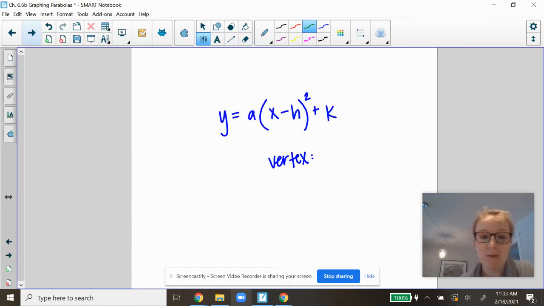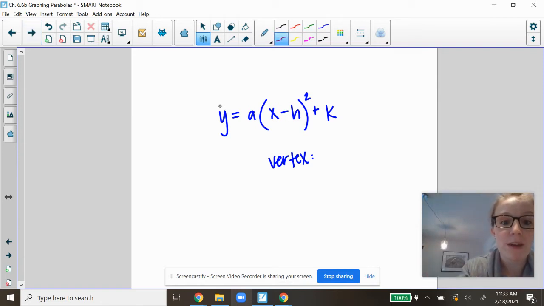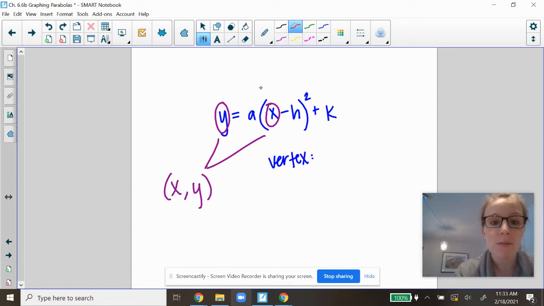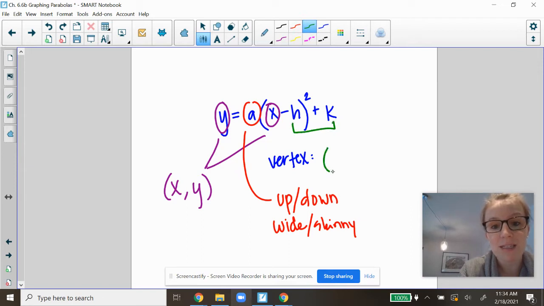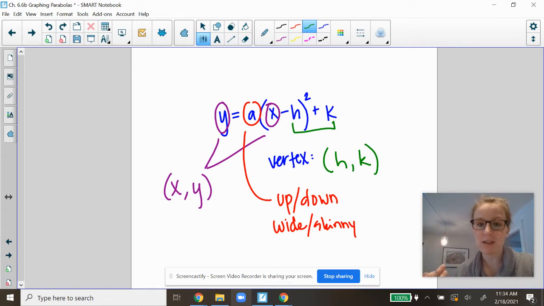So our vertex form for a parabola is very similar to the vertex form that we had for an absolute value equation. Remember our y and x, or x and y, I should say, are coordinates on the line or on the parabola. Remember that our a value is going to tell us, does it open up or down, so a smile or frown, and is it wide or skinny? And then last but not least, remember our vertex here is that h comma k value. So hopefully this feels familiar. It's just a little different that now I have a curvy situation.